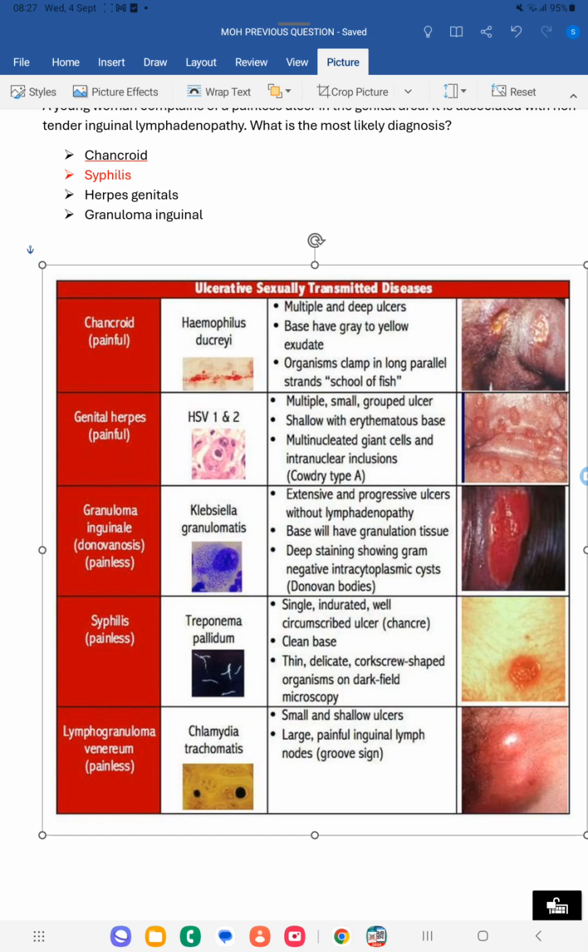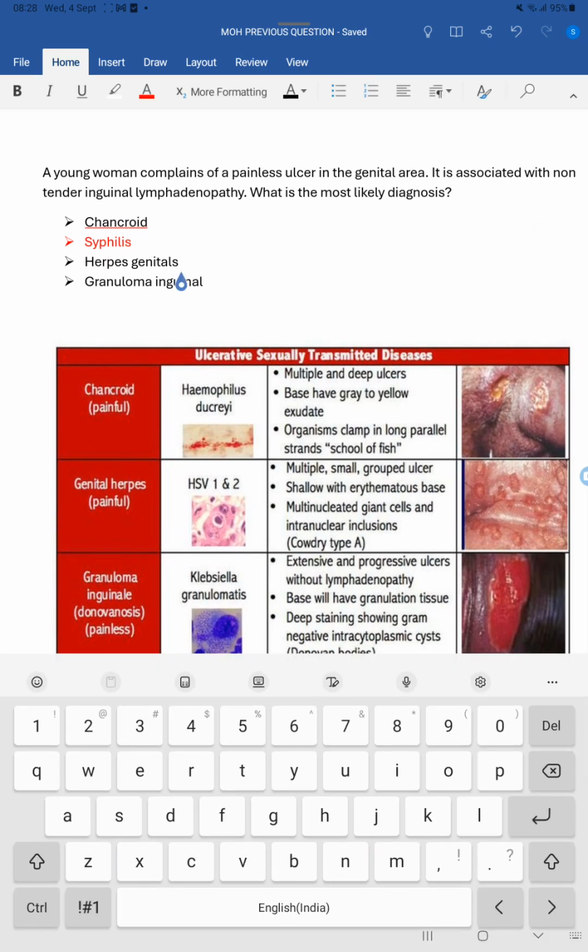Okay, painful ulcers you can see in chancroid and genital herpes. Painless ulcers you are getting in granuloma inguinale, syphilis, and lymphogranuloma venereum. But in granuloma inguinale there is no lymphadenopathy, while in lymphogranuloma venereum you are getting a painful lymph node. In syphilis, painless ulcer plus painless lymphadenopathy will be there. So the answer will be syphilis in this condition.